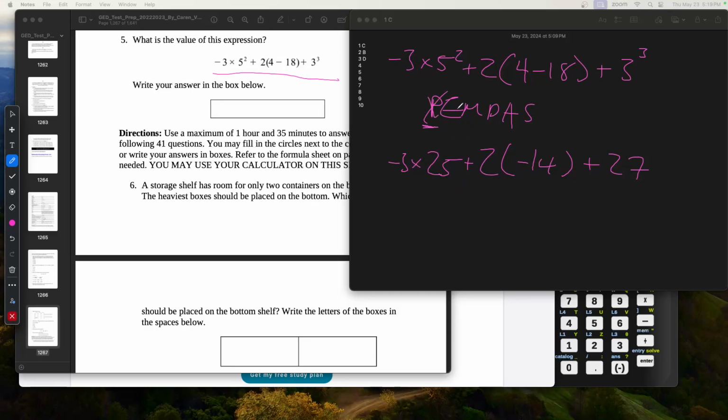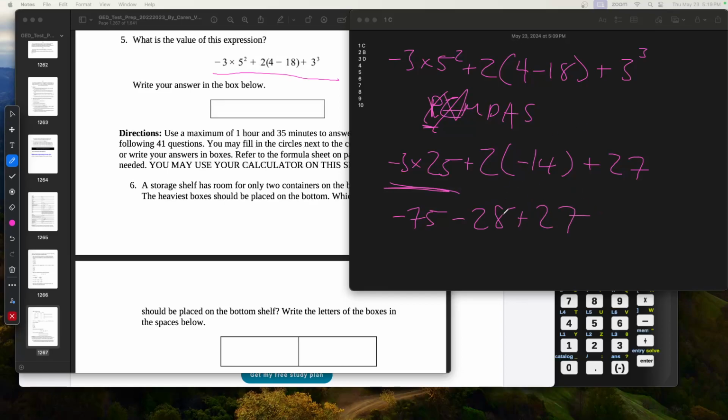So we did the parentheses, we did the exponents, now we can do the multiplication, right? What is negative 3 times 25? And then how about 2 times negative 14? Yeah, negative 75, very good. Very nice.